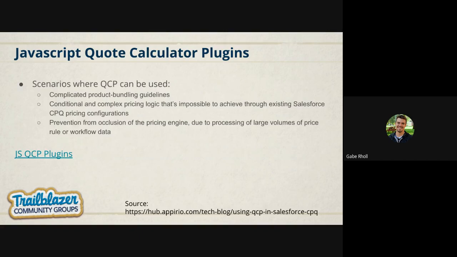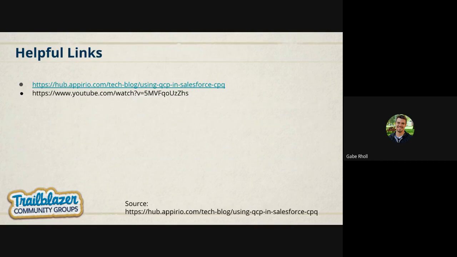So some scenarios where you might want to use the quote calculator plugin: complicated product bundling guidelines, conditional and complex pricing logic that you can't achieve, as I mentioned earlier. And if you have situations where your pricing is just too complicated, or you're trying to process very large quotes with a lot of data on them, you can basically override to ensure that your transaction completes. And then just some links.